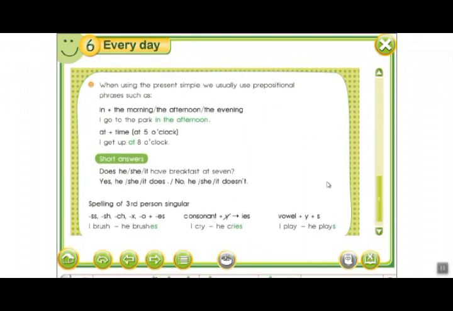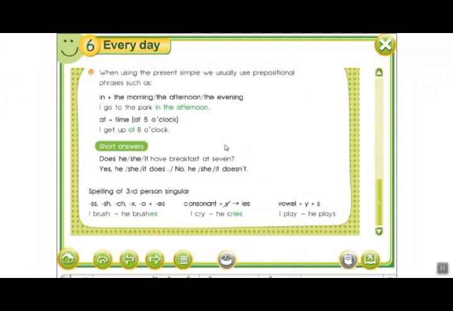Here, when we use the present simple, we usually use those prepositional phrases such as in the morning, in the afternoon, in the evening. So we should use this in. This is the preposition with the morning, in the afternoon, in the evening. But with time, we should use at.